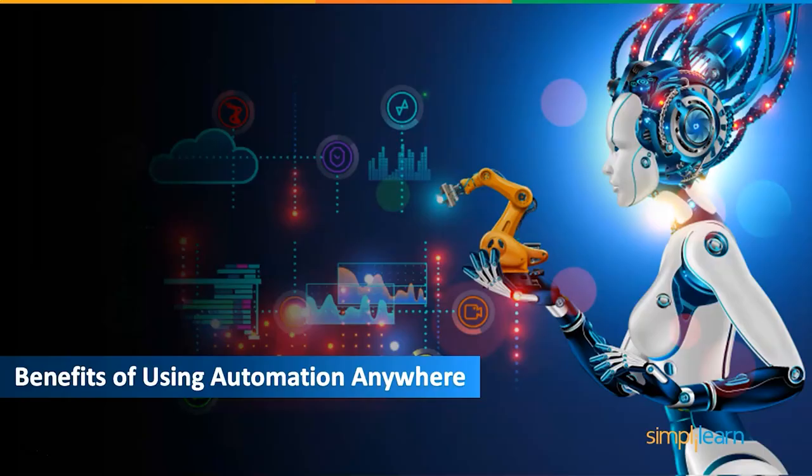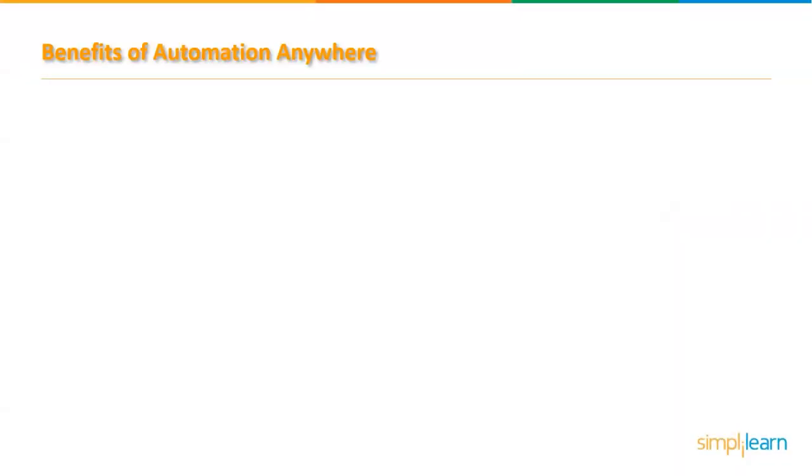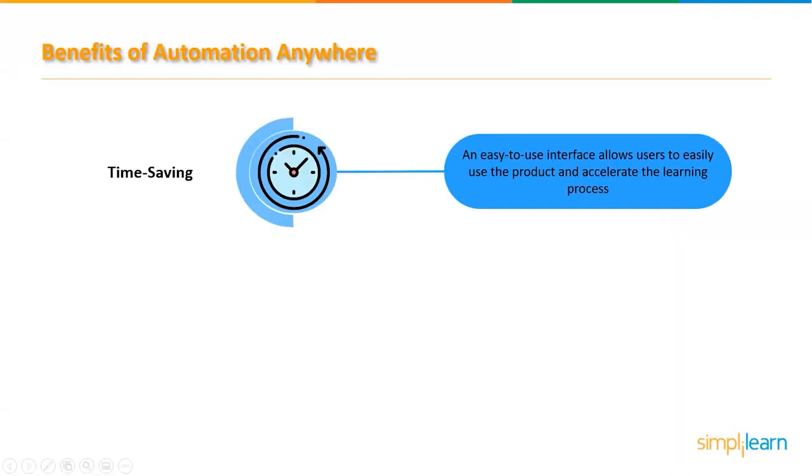Benefits of using Automation Anywhere. Time saving. An easy to use interface that allows users of varying skill levels to easily use the product and accelerate the learning process. With instant web-based deployment, you can get started with writing bots right away.